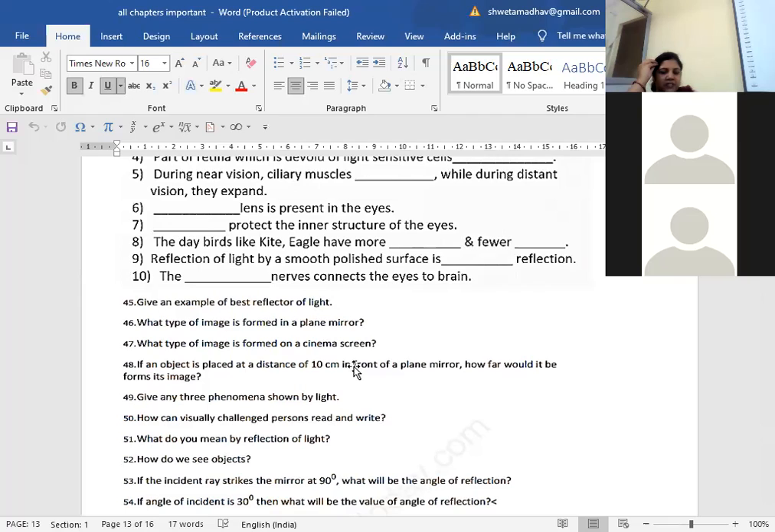If an object is placed at a distance of 10 centimeter in front of the plane mirror, how far would it form its image? Ma'am, 20 centimeters. 10 centimeter in front of the mirror, and image is 10 centimeter behind the mirror. So total distance between them is 10 plus 10, 20. Give any three phenomena shown by light.